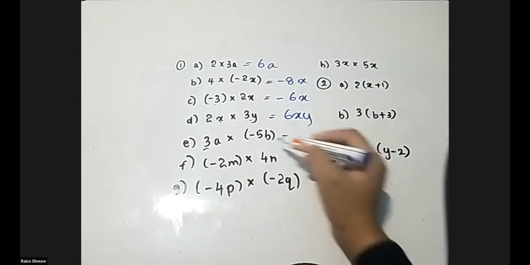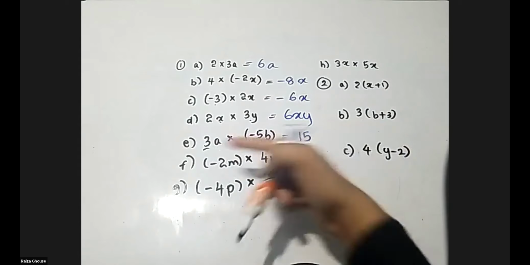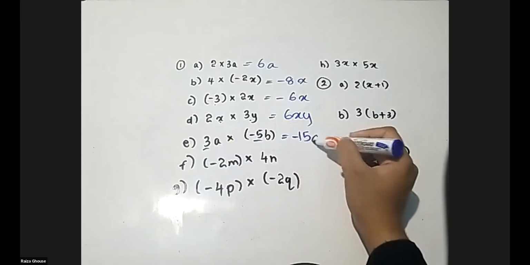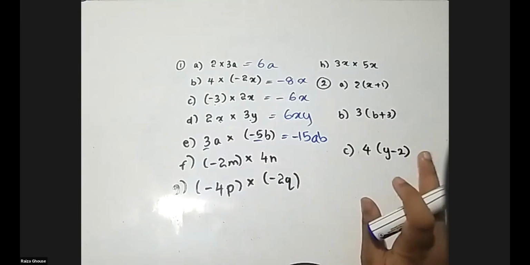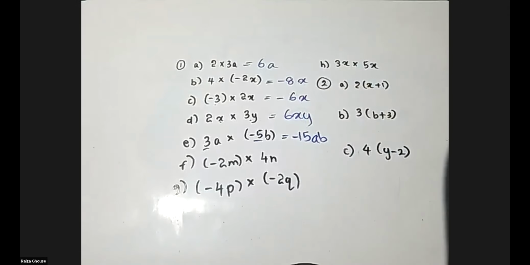Okay, positive 3, negative 5. 3 into 5 is 15. Positive into negative is negative. A into B is AB. Right. Is everybody clear with these 5? Yes. If anybody is having a doubt, tell me.